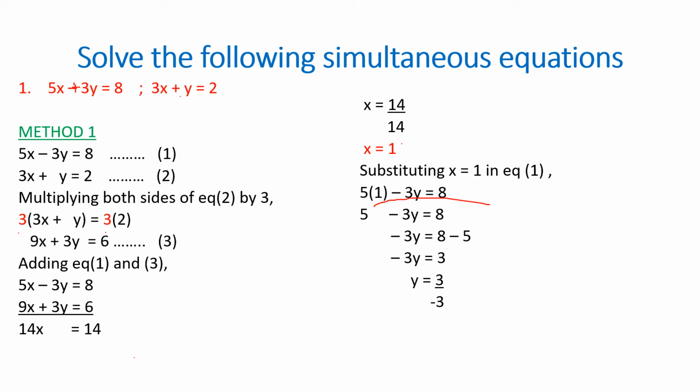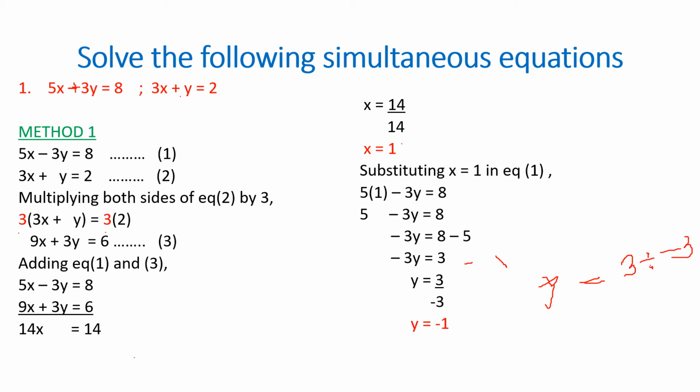Because minus 3y means what, children? Minus 3 into y is equal to 3. So when it goes to the other side, y will be equal to 3 divided by minus 3, since it was multiplied by minus 3. In other words, it is minus 1 when we solve it. So this is what we are going to get when we solve.